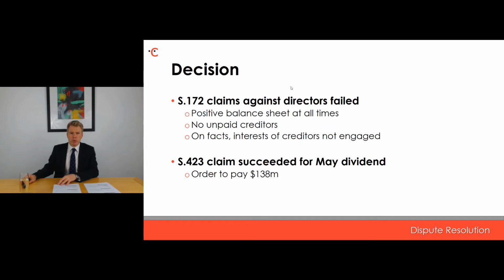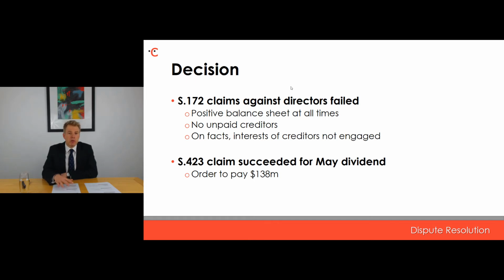So what happened when it got before the judge? The claims against the directors were unsuccessful. As I say, on the basis of the filed accounts at the relevant time, there was a positive balance sheet, there were no unpaid creditors, and on the facts, the interests of the creditors under Section 172 were not engaged. They'd satisfied their other duties as creditors, and they were not liable personally for that claim.